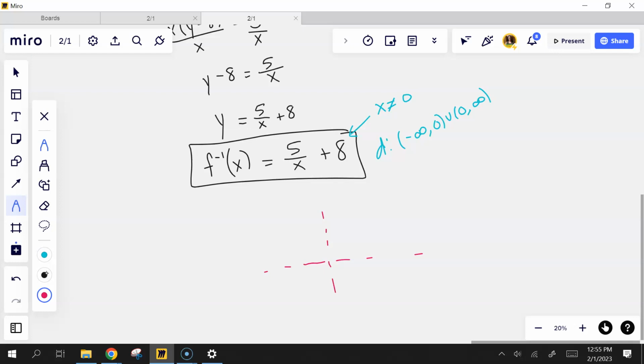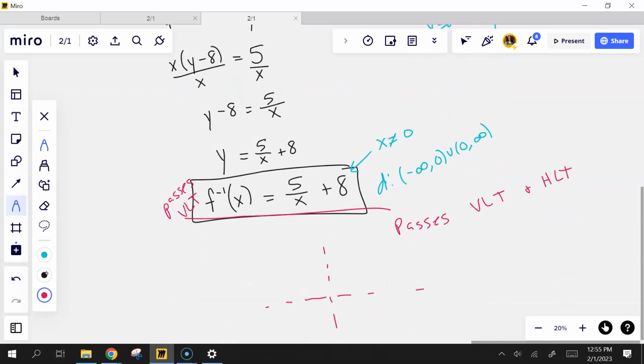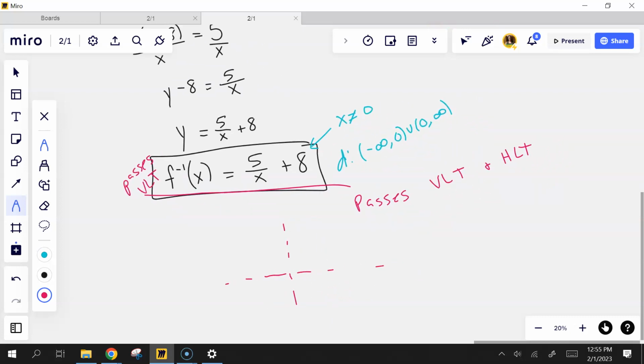You aren't giving me the right reasons why, though. So, okay, it passes the vertical and the horizontal line test. The first one passes both. This one passes VLT. VLT says that it's a function, HLT says that the inverse is a function. This is the inverse, so if the inverse passes VLT, look, this tells me that f of x is 1:1.